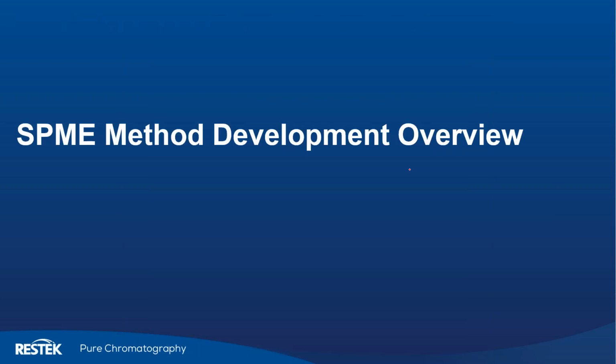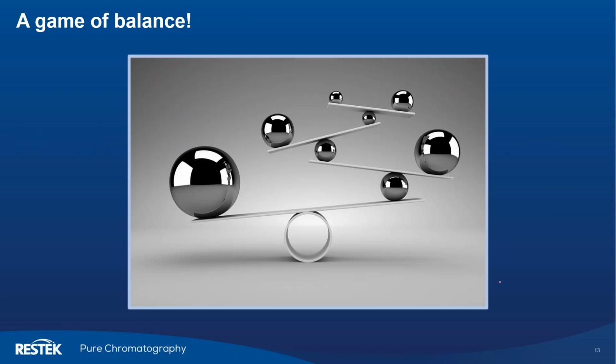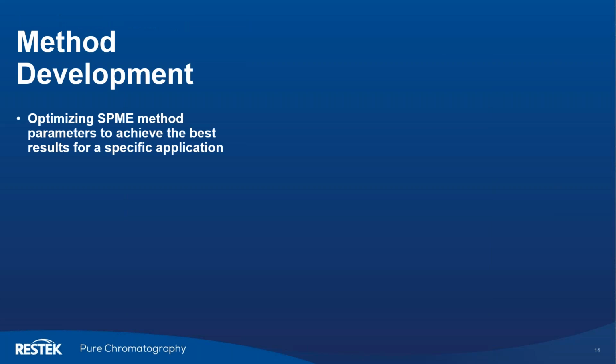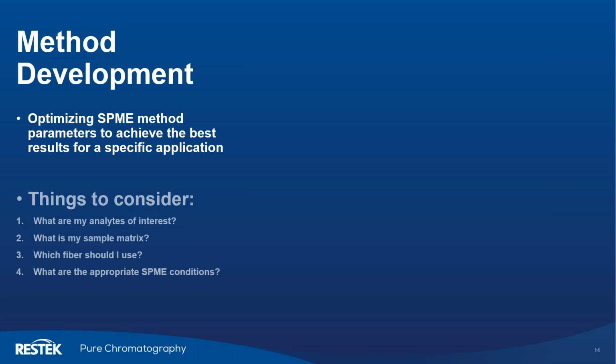So now let's get into SPME method development and the critical parameters that we need to optimize. Now, this really is a game of balance, right? We have many different parameters, in addition to our chromatographic parameters, that we need to optimize to ensure that we have a very effective, efficient, and reproducible extraction on our SPME devices for a given method. So when we look at optimizing parameters, there are a couple of things that we want to ask ourselves and some things that we need to consider.